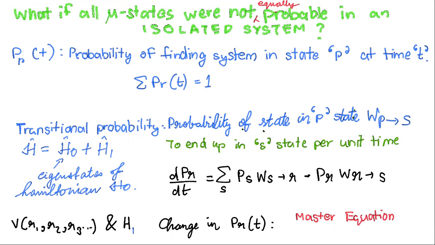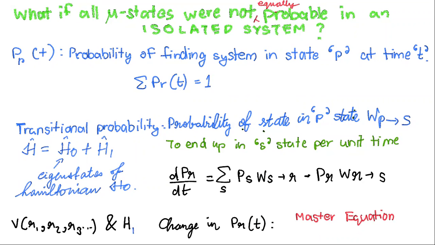So the question is, suppose you have an isolated system, and all microstates were not equally probable in that isolated system. What can we say about that system? It's isolated, and all microstates are not equally probable, which means it's in non-equilibrium. And the question is, how are these probabilities going to evolve? Can we say something at all?